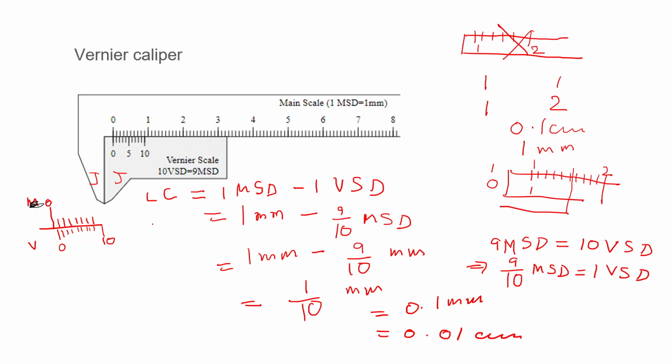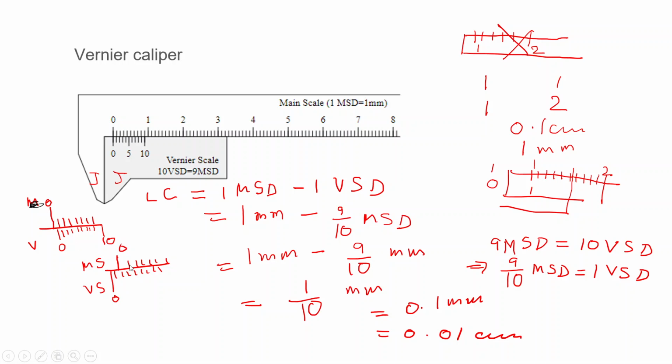The other situation is, again say this is the zero, these are the scalings, this is the zero of the main scale, and this is now the zero of the vernier scale. In this case, the zero of the vernier scale is on the left of the zero of the main scale. This is called negative zero error.